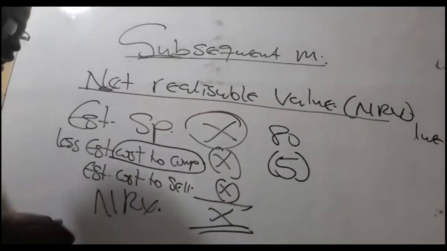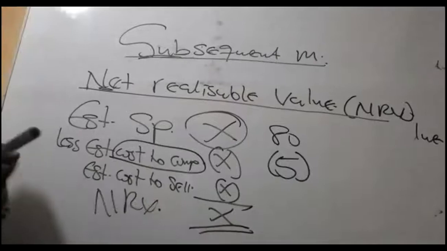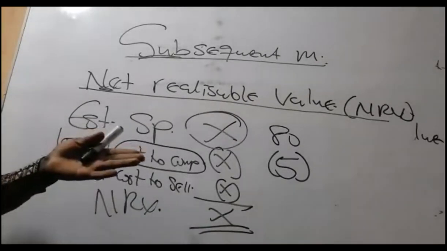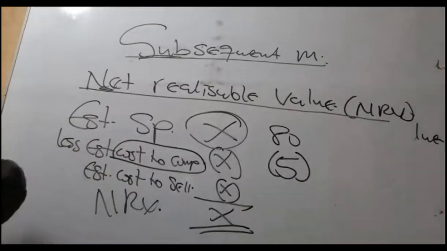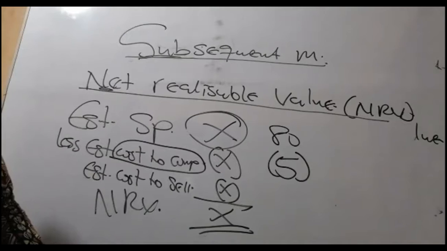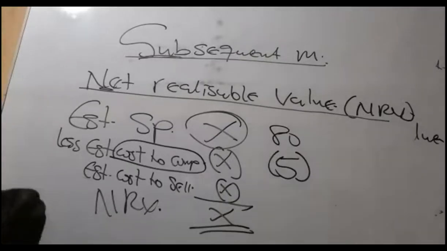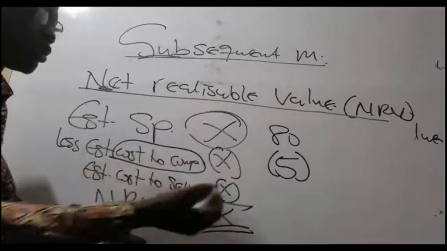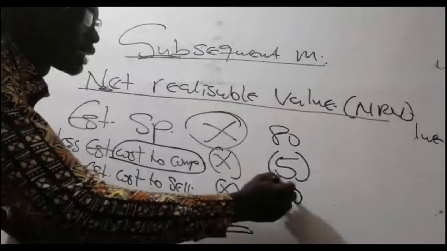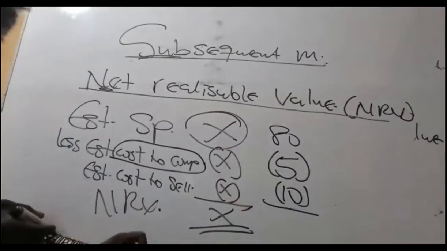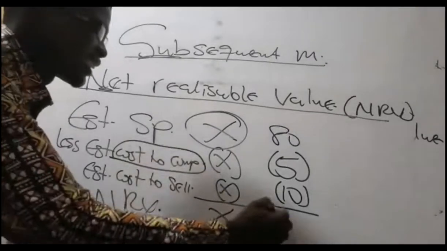Also, let's see. Cost to sell includes what? Sales commission. Normally, you are going to sell it through what? Agents, or the people who will sell for you, and they take what? Commission. So it includes sales commission, discount and any other selling cost. Maybe that one is also 10 Ghana cedis. So finally, you are getting what? 65 Ghana cedis as what?